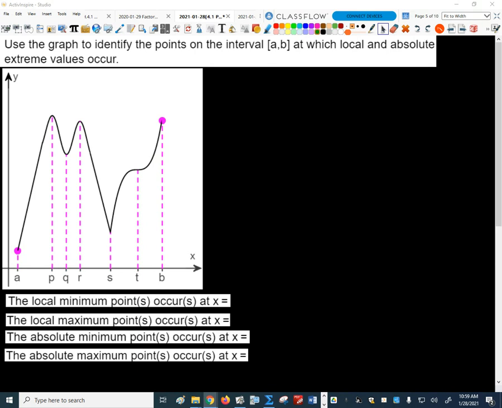Oops, never mind. There we go. Okay, so relative maxima occur where? I'll just read lips. Okay, Kyle, you said P and R, and you're correct. Those are the only ones.